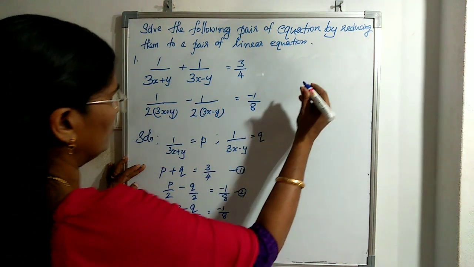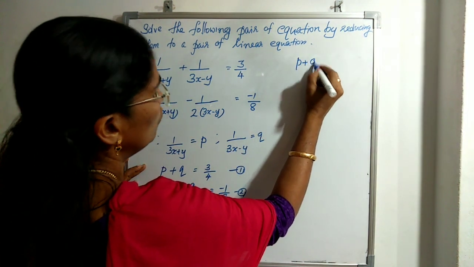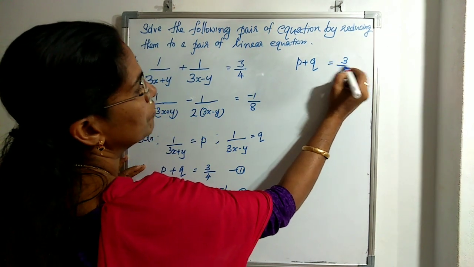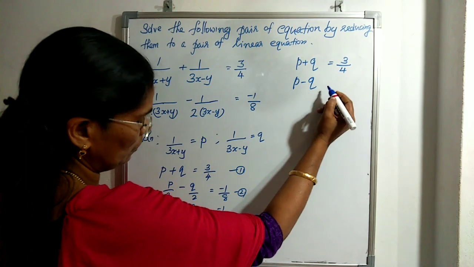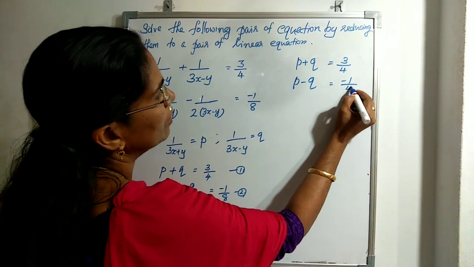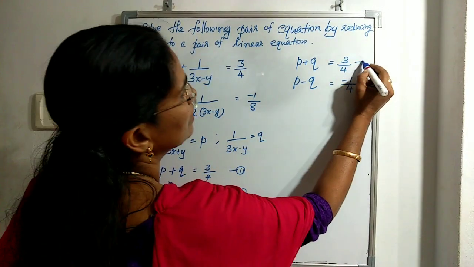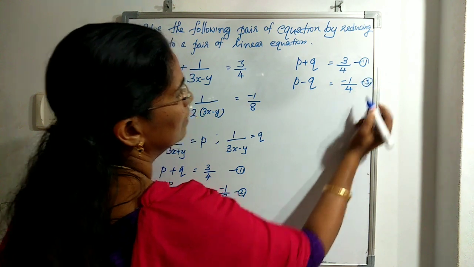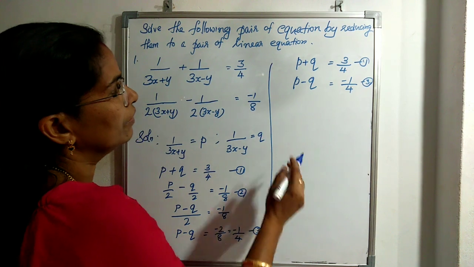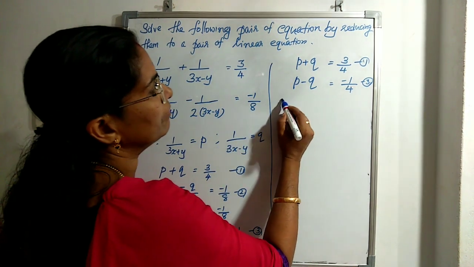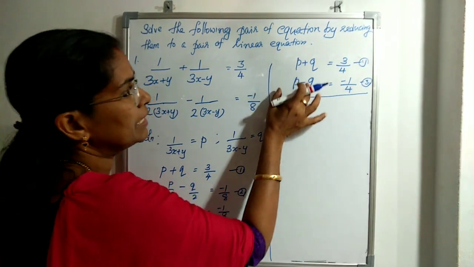So our first equation is p plus q is equal to 3 by 4. Second equation, p minus q is equal to minus 1 by 4. This is our first equation. This is our third equation. Okay. Now we have to add or subtract. We will get the value of p. This is in the form of a linear equation.